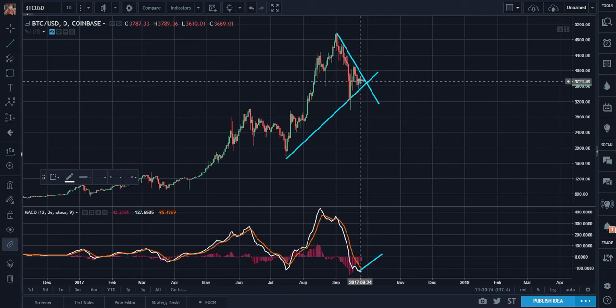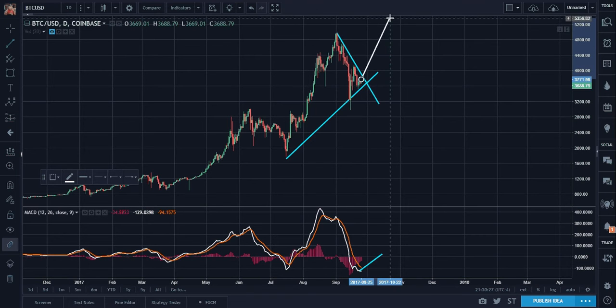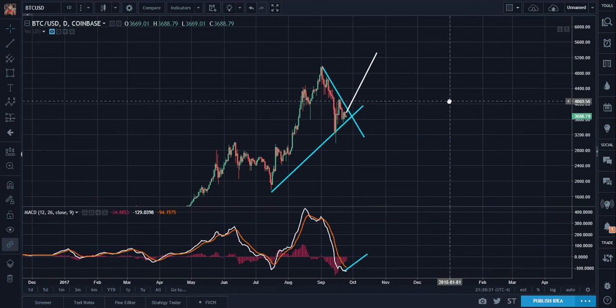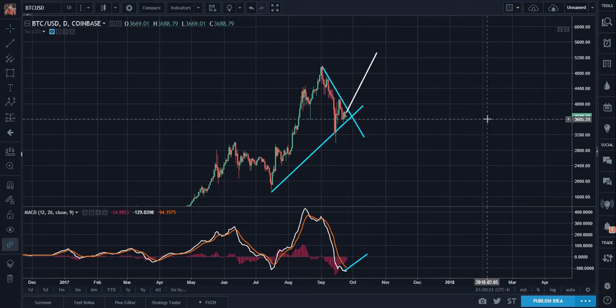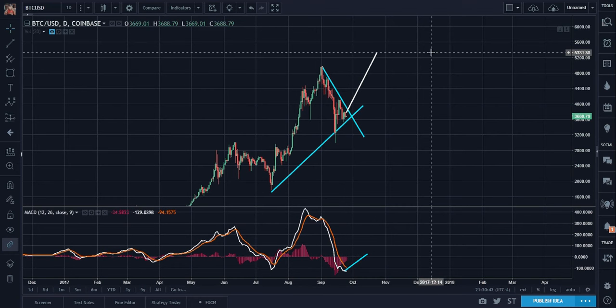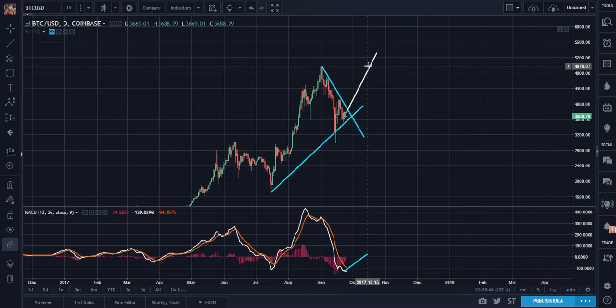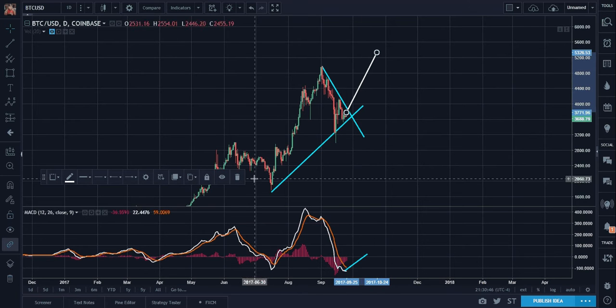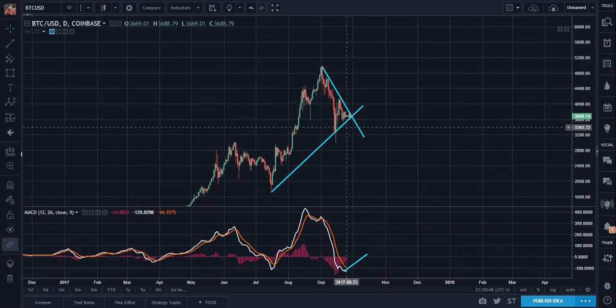Why does the code break up this way? Absolutely. Like so. That'll be quite valid. And the MACD will simply just turn up, and price will start cranking up. I think we will find out very soon which direction this shall be.